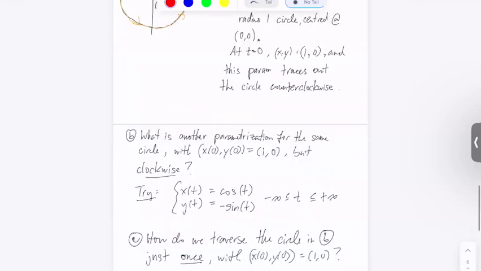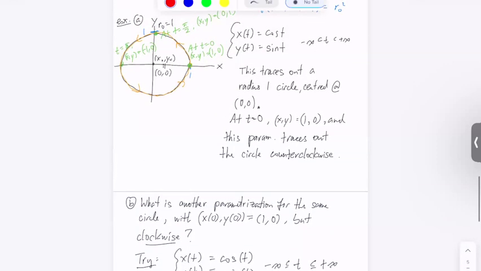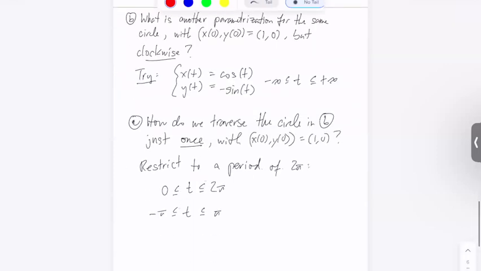Or you could also do various versions. You could do minus pi over 2 to, what's that, 3 pi over 2. You could start here and go over here, start anywhere on the circle, but you could restrict to periods of 2 pi.